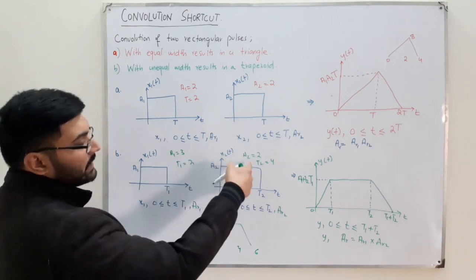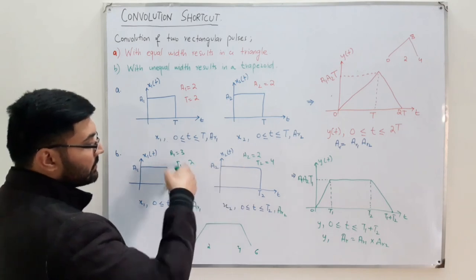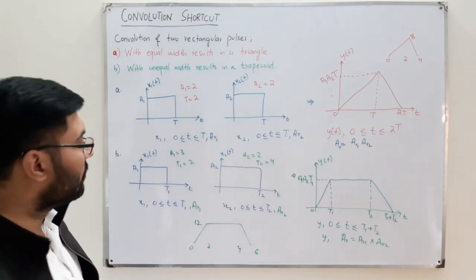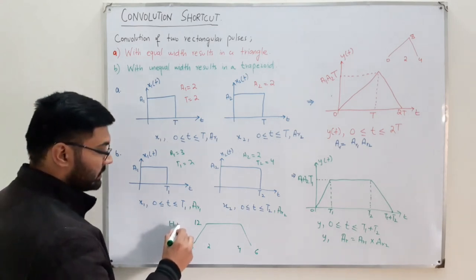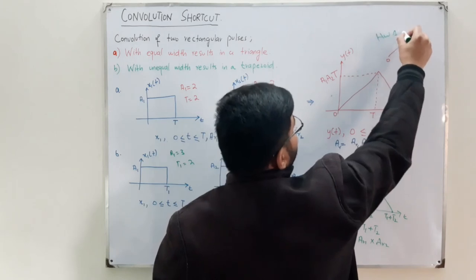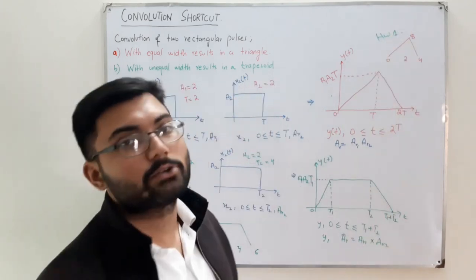A1 multiplied by A2, 3 2's are 6, multiplied by T1 is 12. And this amplitude will be 12. You get these two in your homework. This is homework question number 2. This is your homework question number 1. Well, I have given you the answers. You only need to confirm them.